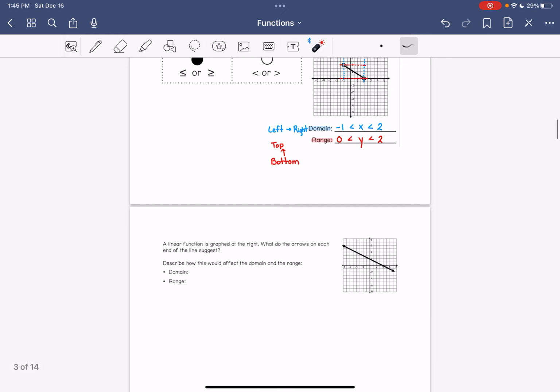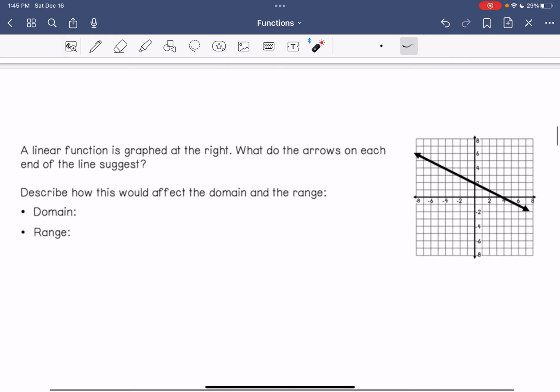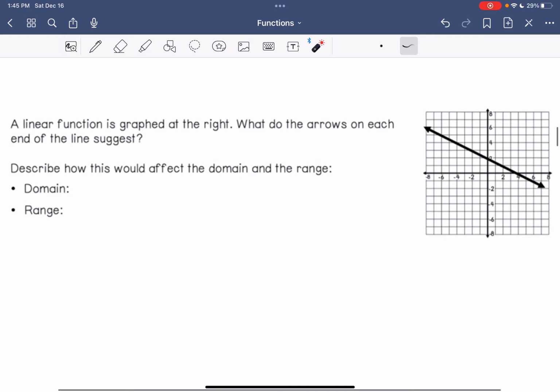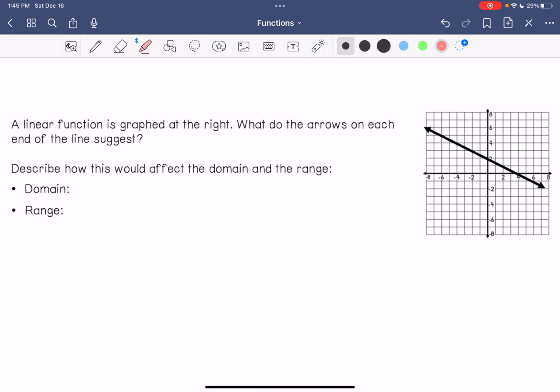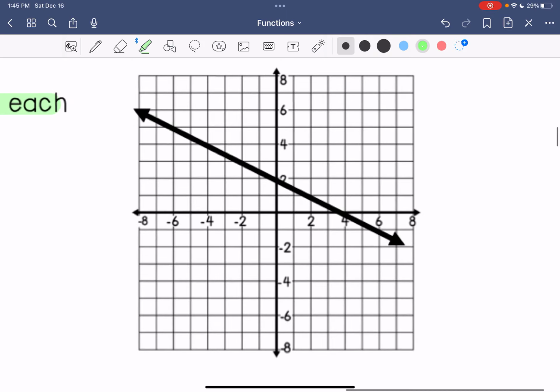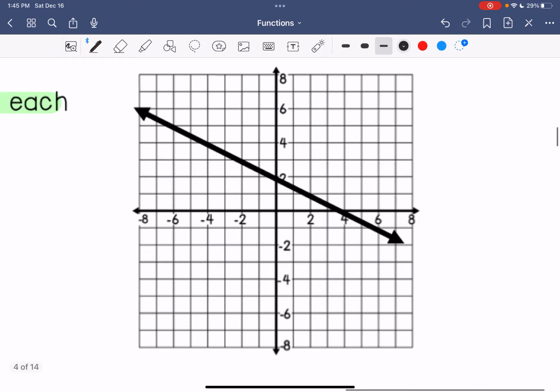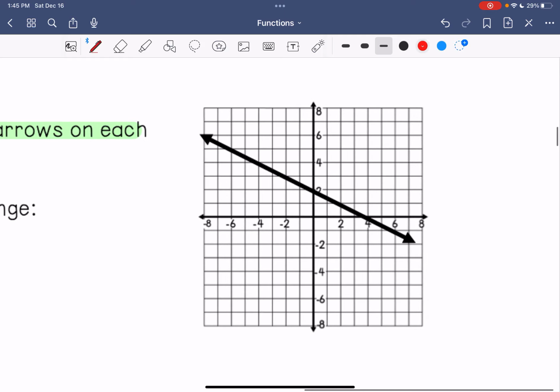But what if our graph does not have endpoints? What if it has arrows, like this one? The linear function graphed at the right. What do the arrows on each end of the line suggest? These arrows mean that our graph goes on and on forever and ever. It does not stop there. This graph goes on forever and ever off the page in both directions.